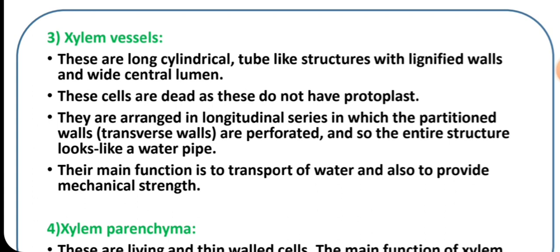So how are they arranged? These xylem vessels are arranged one above the other, just like a long tube, present inside the stem and root. Through that only, water goes. The entire structure looks like a water pipe, because they are arranged one above the other in a longitudinal series, and they have transverse walls with openings or pores. What is their main function? Transport of water, and also they provide mechanical strength because of the lignin present on the walls.